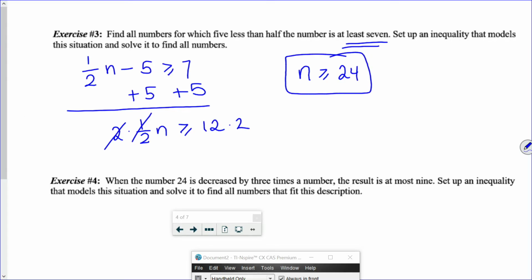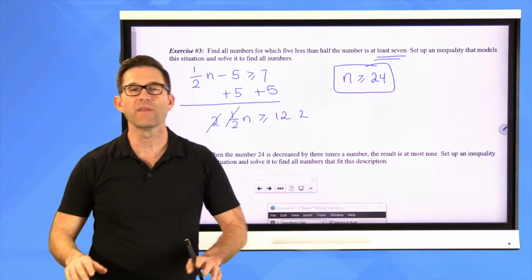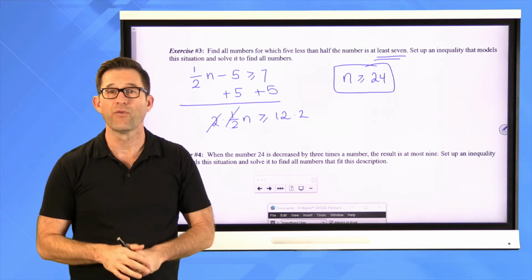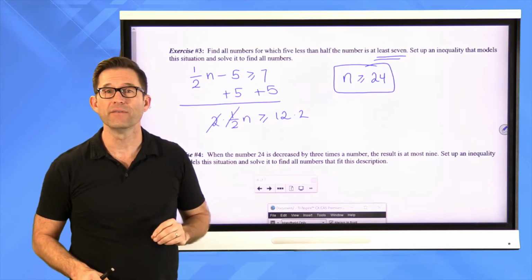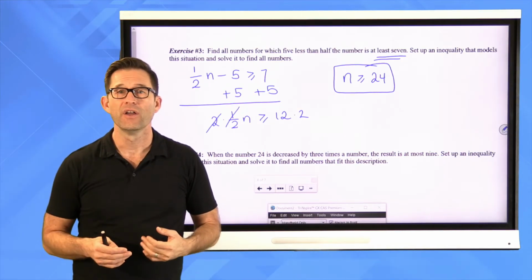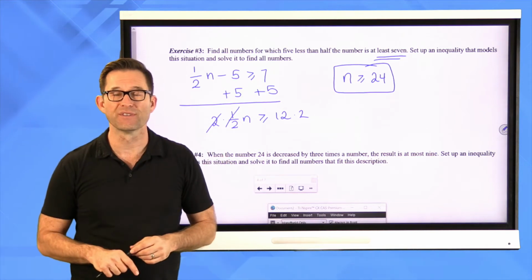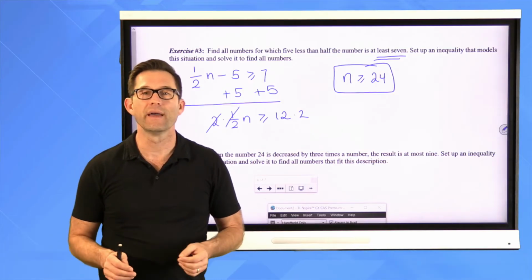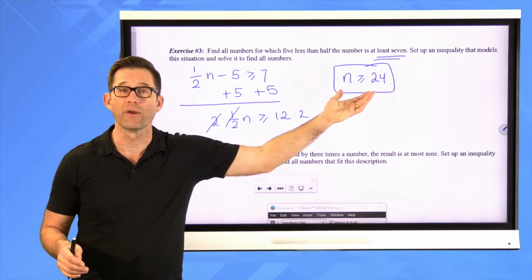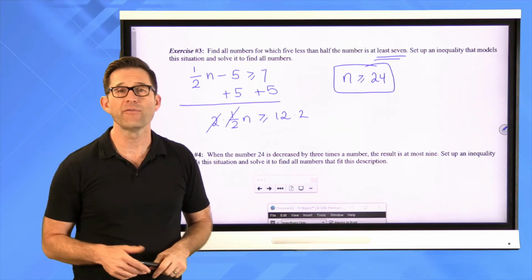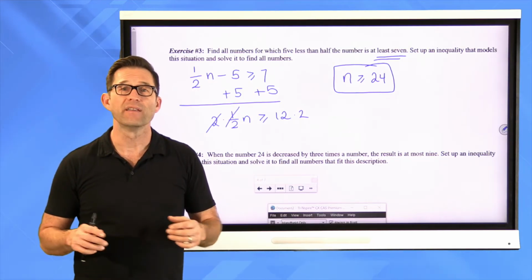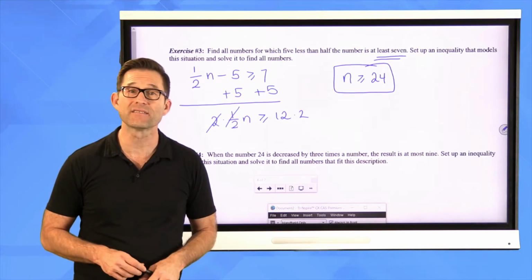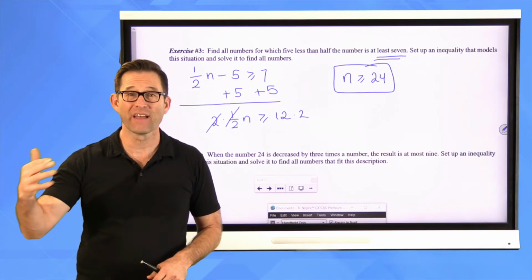Now again, it's kind of cool to interpret that. I'm saying that if you pick any number that's either equal to 24 or larger than 24, when you find half of it and you take 5 off, you will be at least equal to 7. You'll be 7 or bigger. So like if I grabbed a number like, let's say 30, 30 is certainly greater than or equal to 24. If I did half of 30, I'd get 15. And if I did 15 minus 5, I'd get 10. And 10 is certainly at least 7. It's bigger than 7.